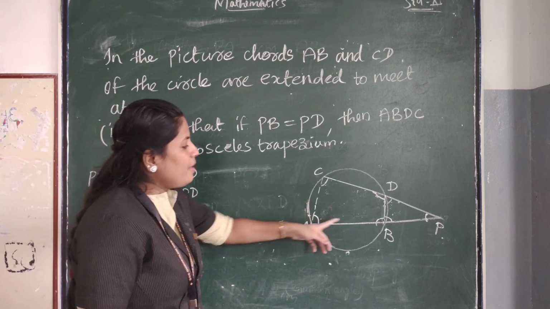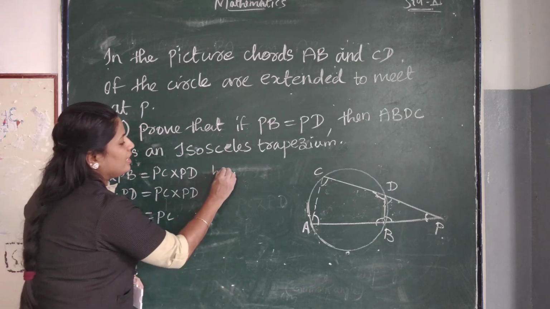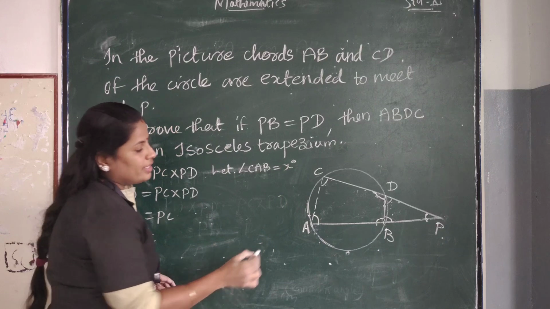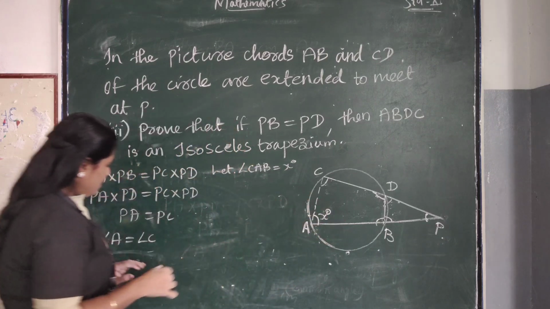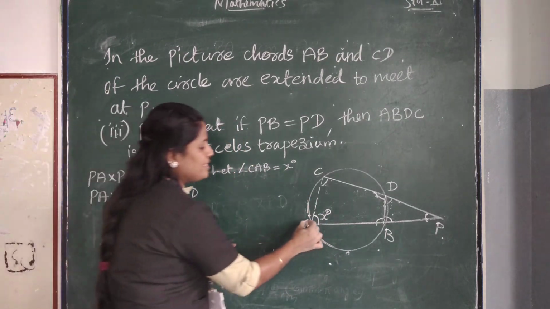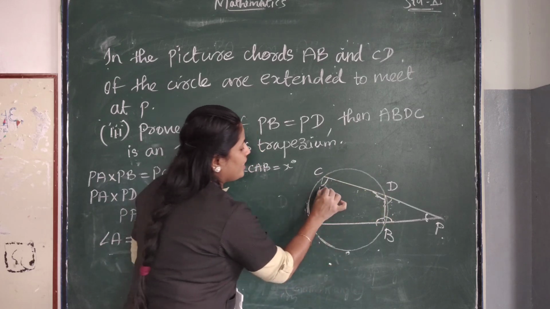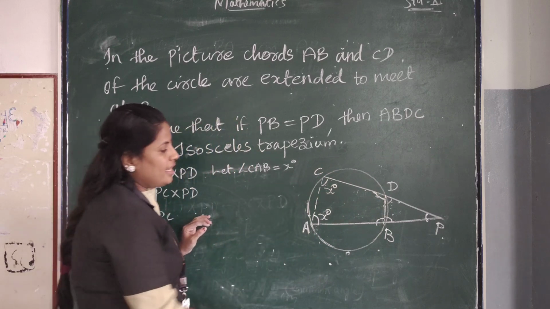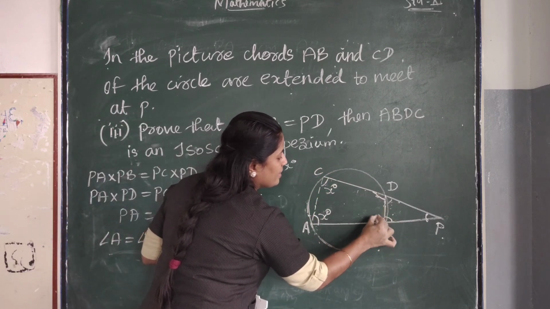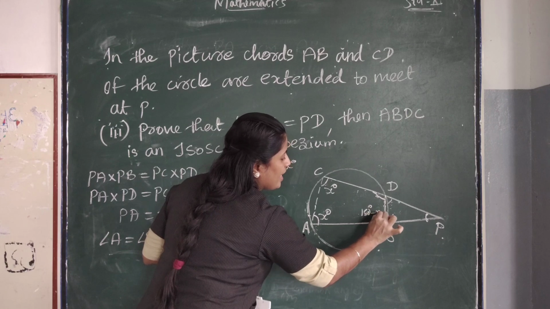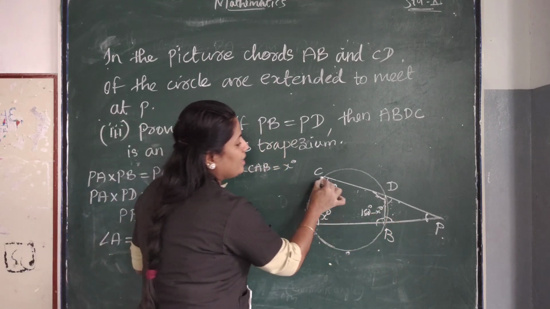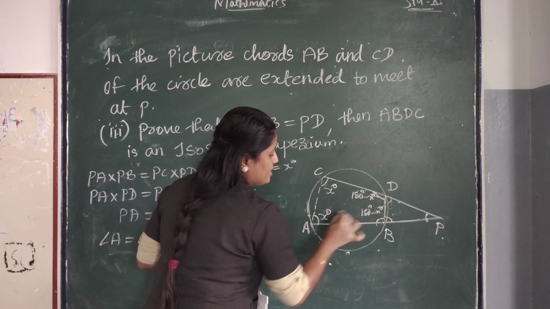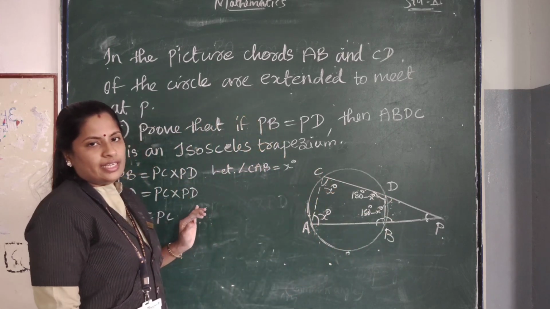Let angle CAB equal to x degree. So here it is x. Angle C also x degree. That means angle ACD also x. Then ABDC is a cyclic quadrilateral. So angle ABD, that is 180 minus x. Then angle CDB, that is also 180 minus x.